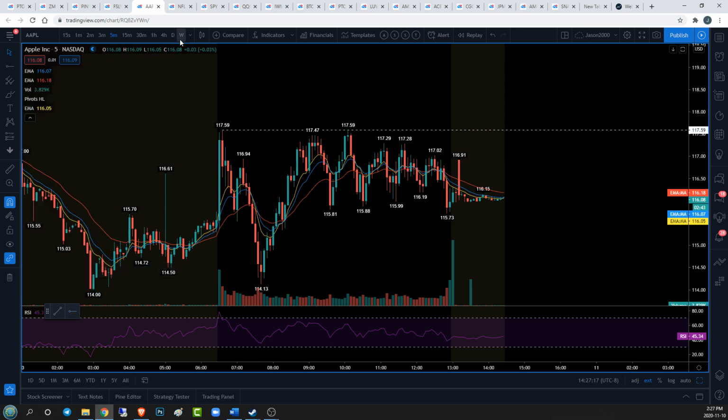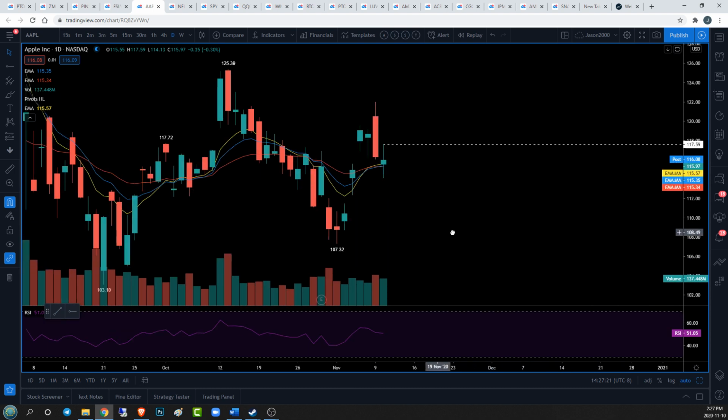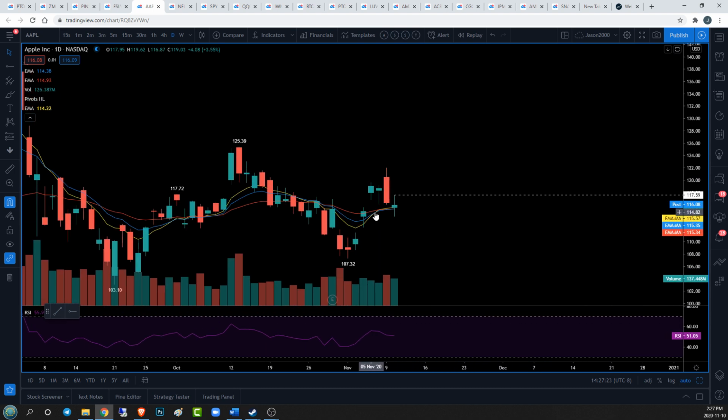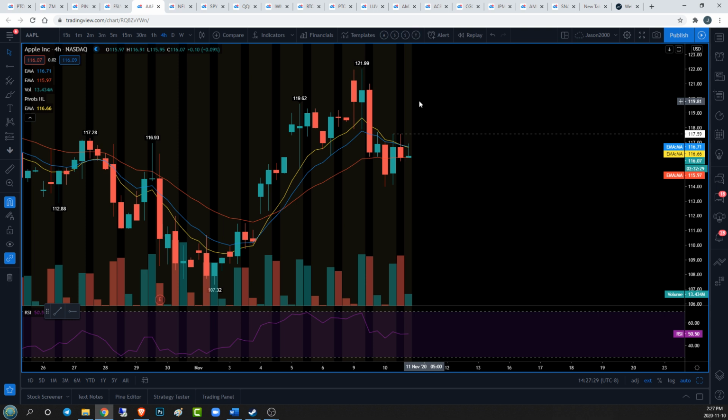So let's go back to the daily time frame. Chopping around here, holding above our EMA 12.26. So bulls have defended that low. Now what we need to do is set a lower high under 121.99, and that's going to be the most likely outcome at this point. Break over 117.59 for a 4-hour lower high under 121.99, and then who knows what comes after that. So short-term bullish, looking for a lower high on the 4-hour.